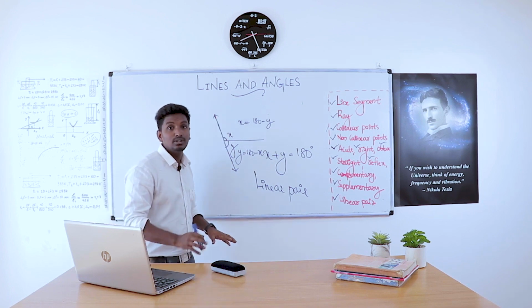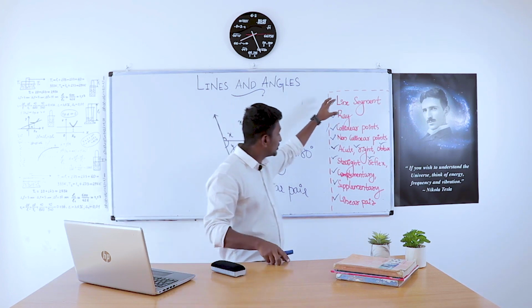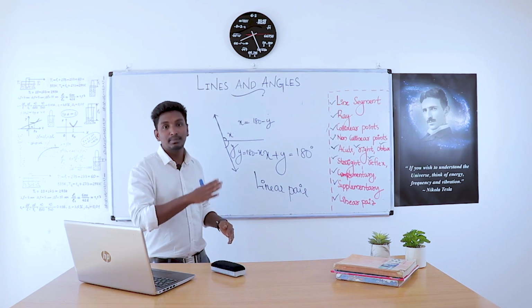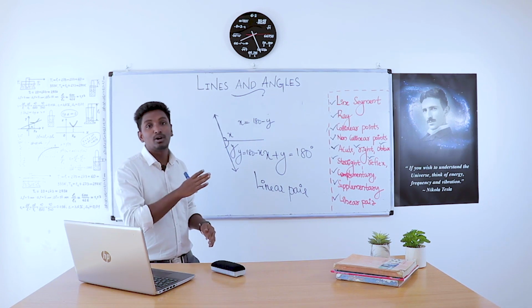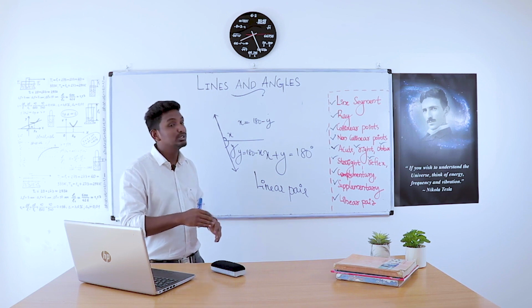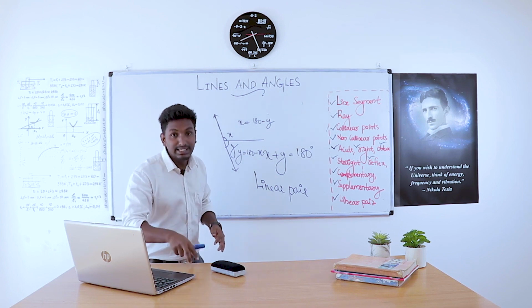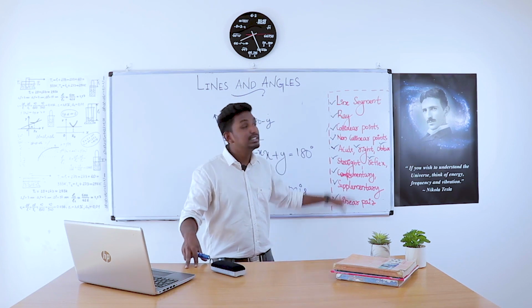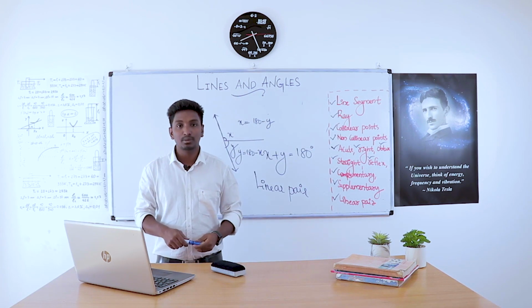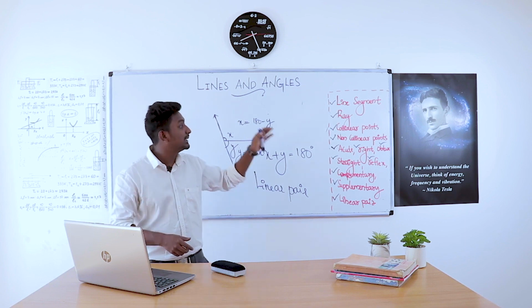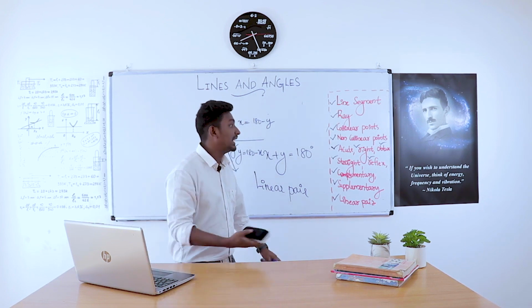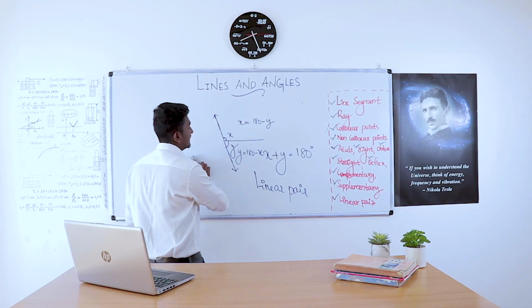If we have basic knowledge of all these terms, then we can easily go through this chapter and easily solve the problems using the theorems. In the theorems, these terms are very important. So, this is the basic idea regarding the chapter lines and angles. I think all the basic terms are clear to you.